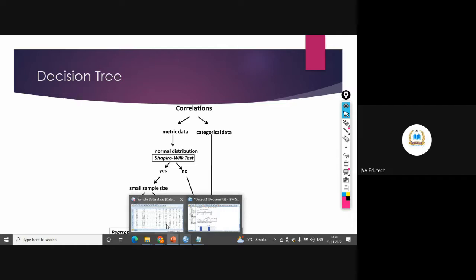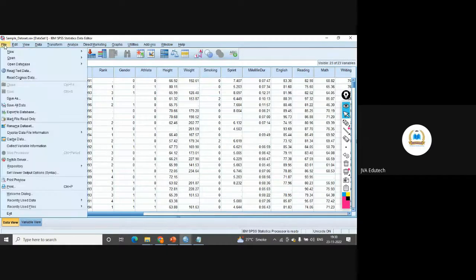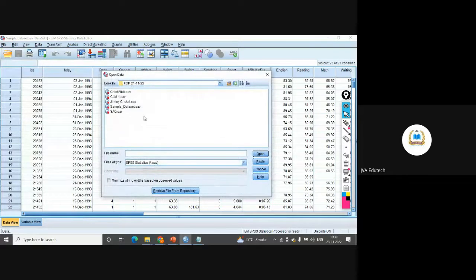Now let's take an example. Don't know whether we shared that data with you. I think exam anxiety. I've said somewhere else.